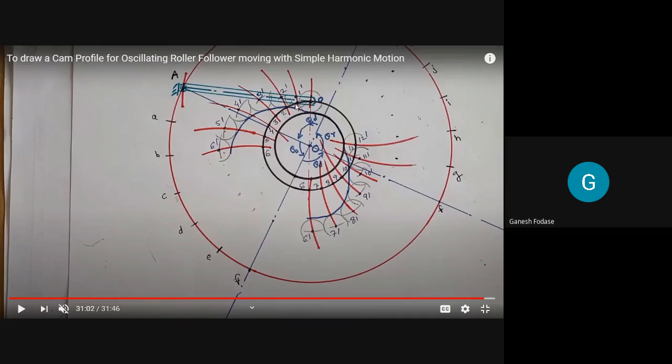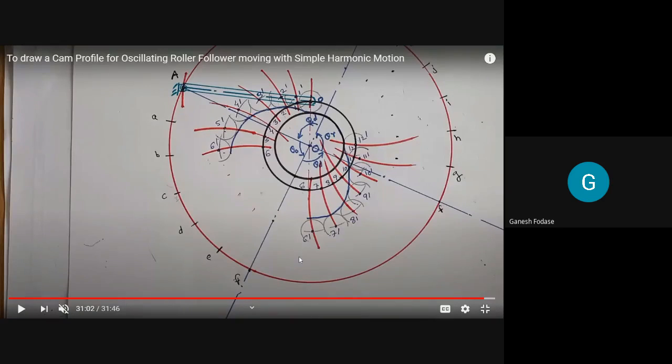Then from 1 to 1 dash, 2 to 2 dash, and so on up to 12, 12 dash, transfer this distance from the displacement diagram. Once you get 1 dash to 12 dash as roller centers, draw circles, and draw a smooth curve passing through the bottom of these circles. That is your procedure to draw a cam profile for an oscillating roller follower. And of course, the motion in this case is simple harmonic motion.